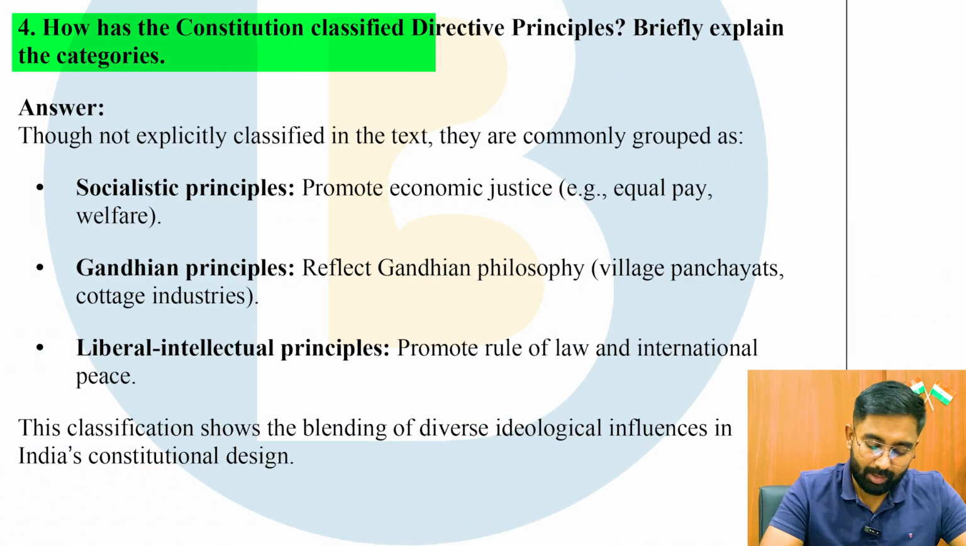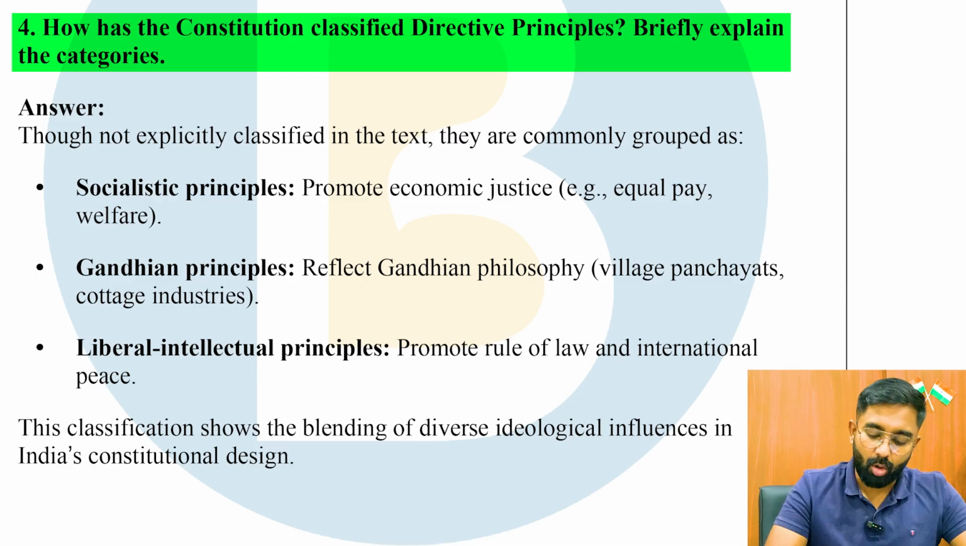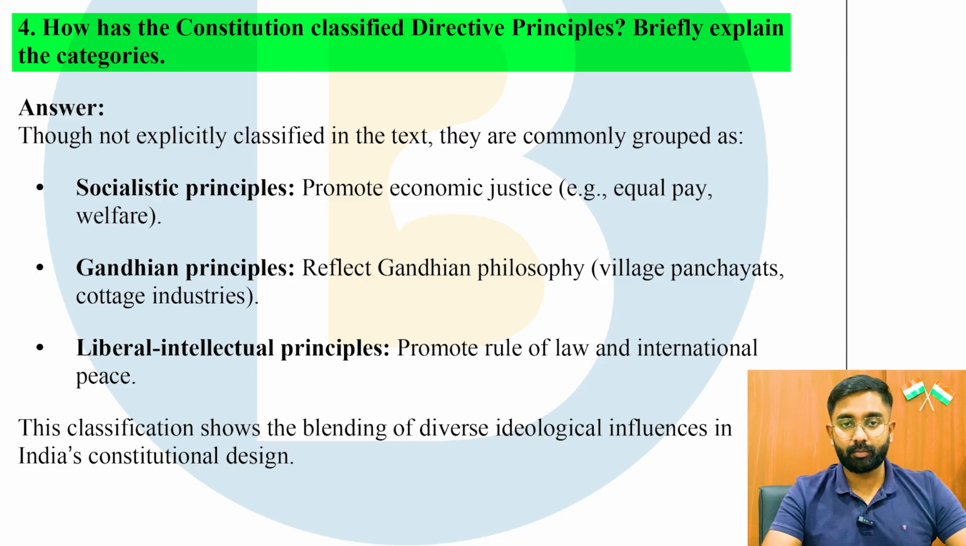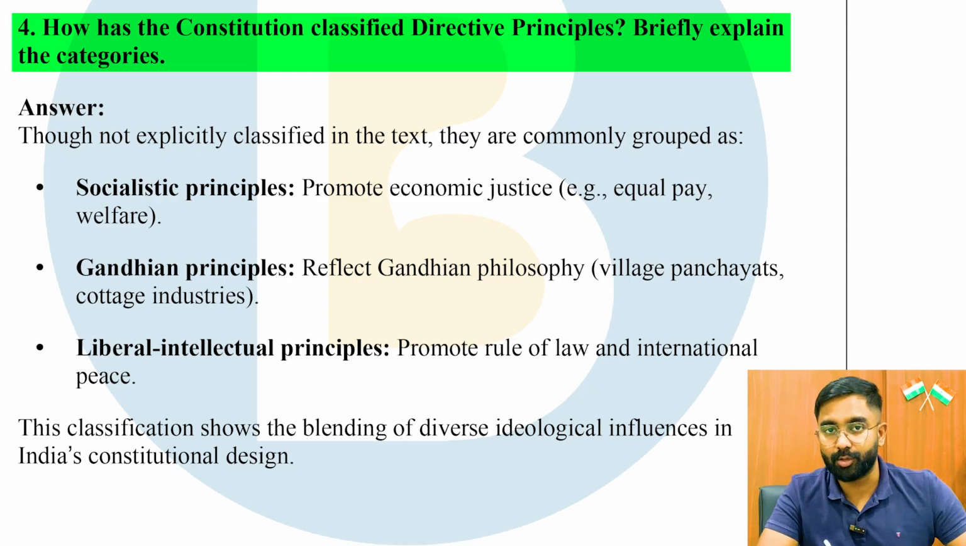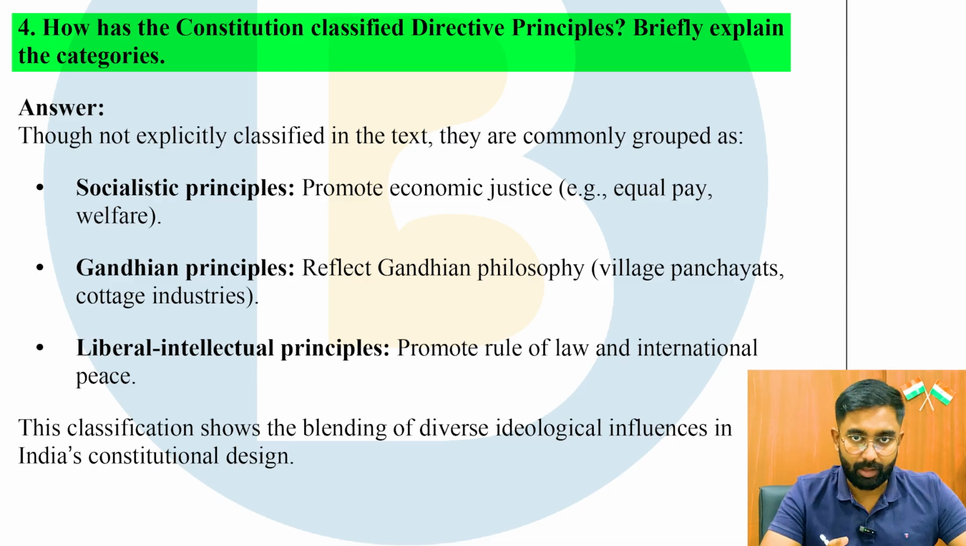Next question: how does the Constitution classify DPSPs? Briefly explain the categories. So we have already discussed there are three major principles: socialistic principles, Gandhian principles, and liberal intellectual principles. It is very important to know all the important articles within each of these principles. For example, if it is about UCC, Uniform Civil Code, you have to know it is part of liberal intellectual principles. And let's say development of cottage industries, you should know it as part of Gandhian principles, right? So I'm just giving you an example. Some of the important articles with the article number are also very important. Please make sure you make a list of all those articles which fall under each of these individual principle categories, right?